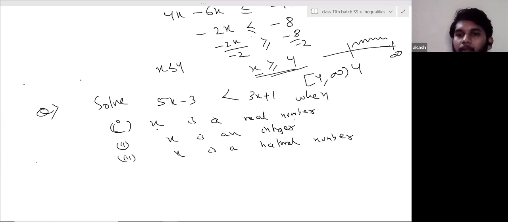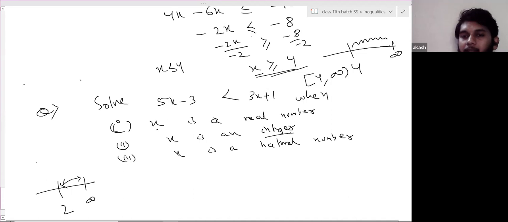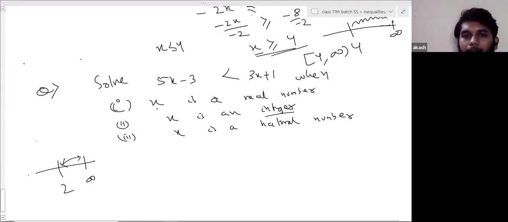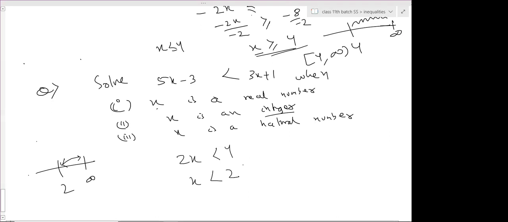Second one, Iram, we cannot use intervals, right? Why? Because if you write the interval from 2 to infinity, then all the numbers from 2 to infinity are included. But here they are saying x is an integer. That means we have to select only the integers between two numbers. Let me give you a hint. This is 2x is less than 4, so we can write x is less than 2. Yes or no? Yes. So this is the solution.